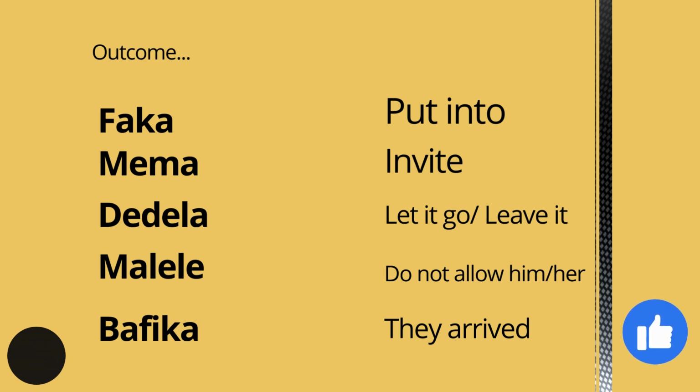The next one, in those words, you can find things like faka, which means put into. Mema, invite. Dedela, let it go. Malele, do not allow him. Bafika, they arrived. The first one, fa plus ka is equal to faka, which means put into. Me plus ma is equal to mema, which means invite. De plus la is dedela, let it go.